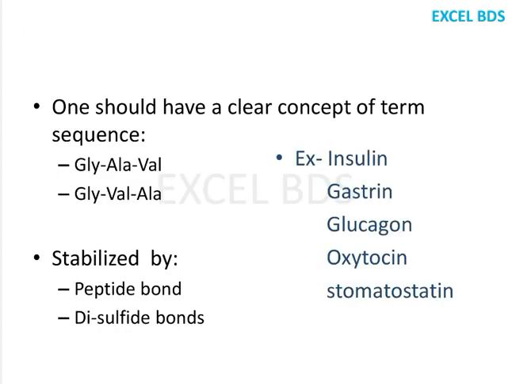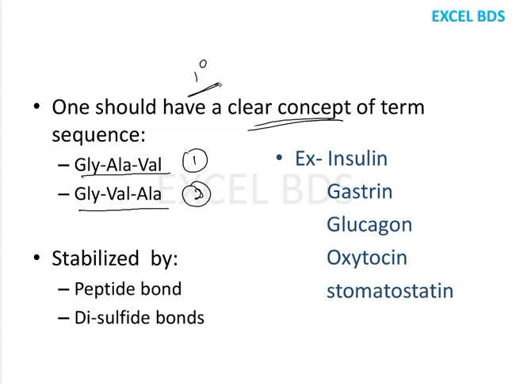One should have a clear concept of sequence. For example, GAV, that is glycine, alanine, valine, is one protein. If you reverse it, glycine, valine, alanine, it becomes another protein. So the sequence will change the type of the protein itself. So the sequence is very important, which is defined at the primary level of a protein itself.